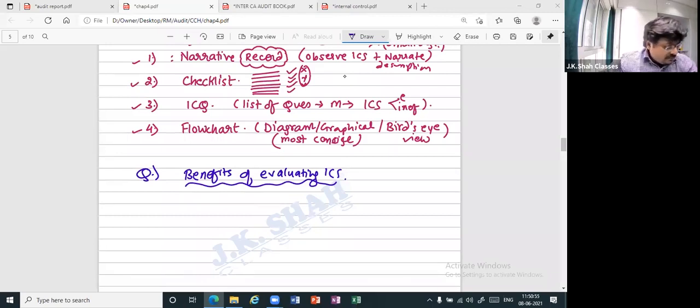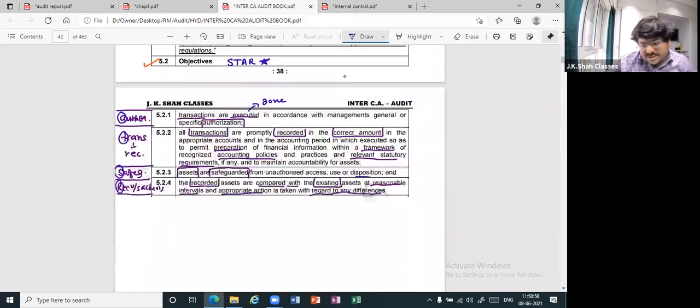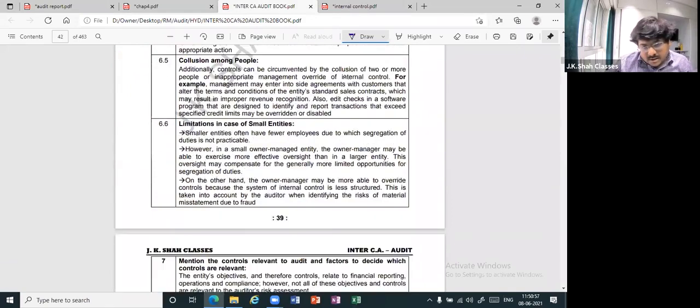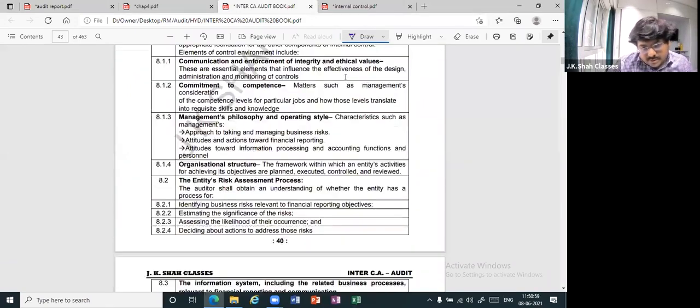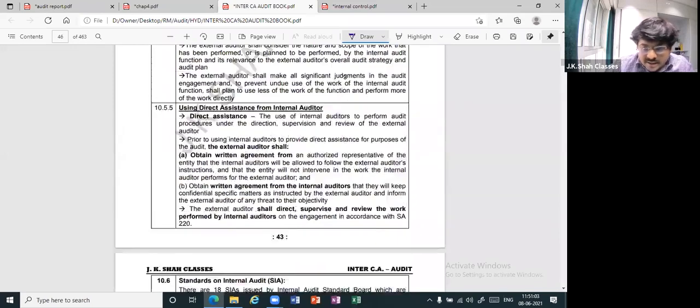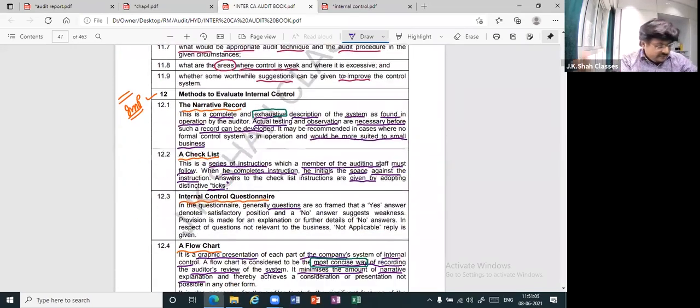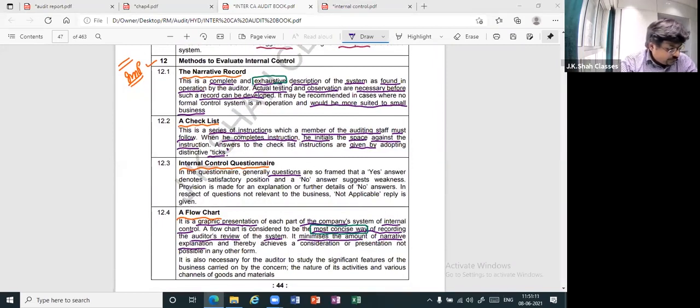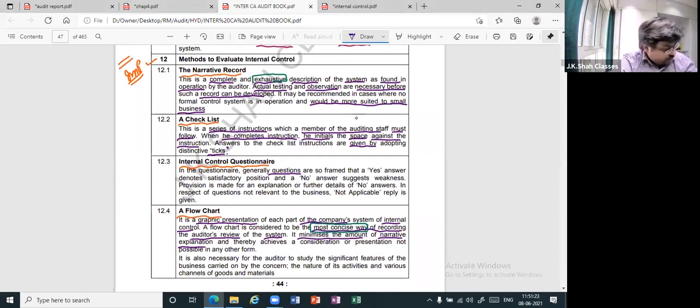Okay. Textbook, come. Two important questions really that we have. Page number, I don't know. Yeah, page number, you'll have to tell me. See, methods to evaluate internal control, point number 12. Page number, you tell. Page number 143.